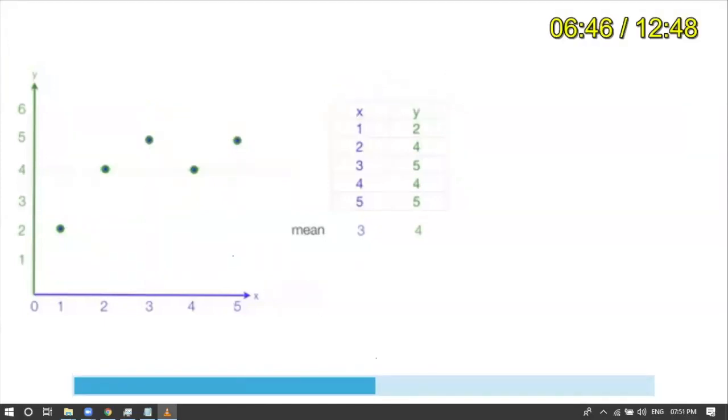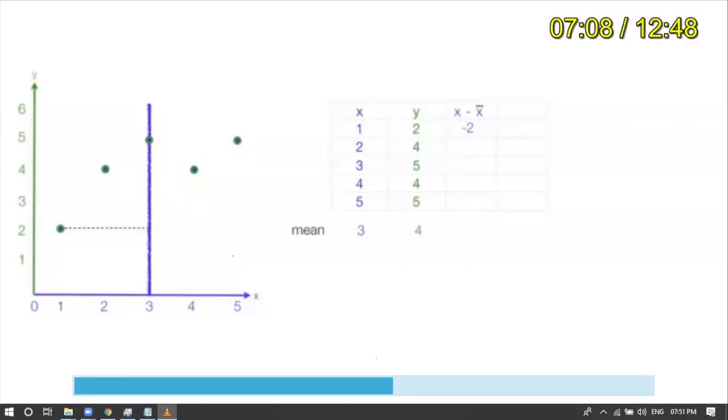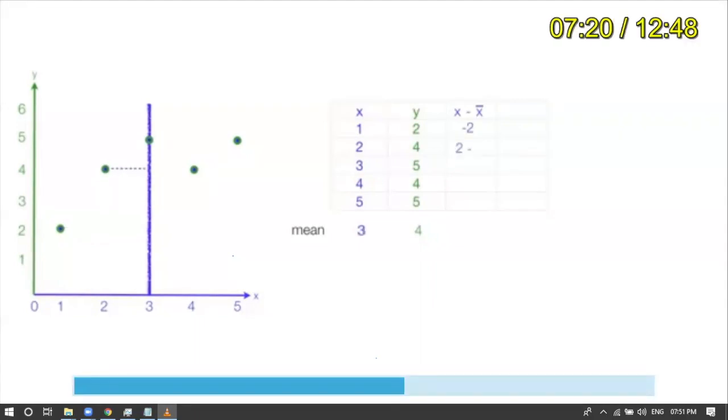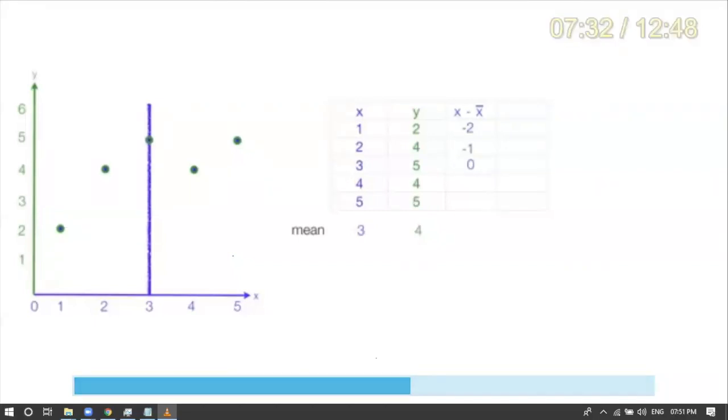Now we find two values, which are x minus x naught and y minus y naught. X stands for all the values of x, and x naught, or x bar, stands for the mean value. Now let's find x minus x naught. So 1 minus 3 gives you minus 2. Now for the next one, 2 minus 3, which gives you minus 1. For the next point, 3 minus 3 gives you 0. For the next one, 4 minus 3 gives you 1. For the next one, 5 minus 3 gives you 2.